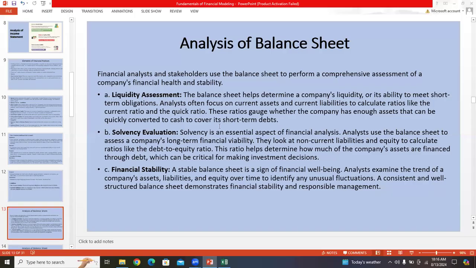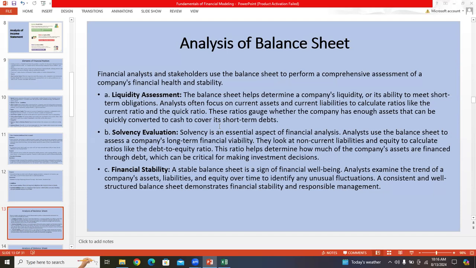Next, we're going to see solvency evaluation. It says solvency is an essential aspect of financial analysis. As a part of financial analysis, we see the liquidity assessment, the solvency assessment, and the financial stability assessment. It's very important. You can say it's compulsory, a must portion of your financial analysis.